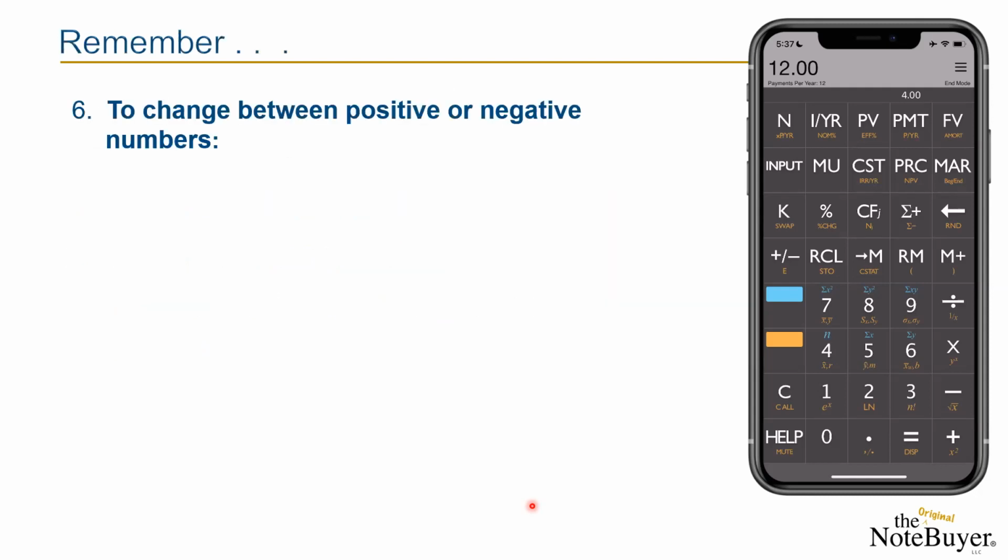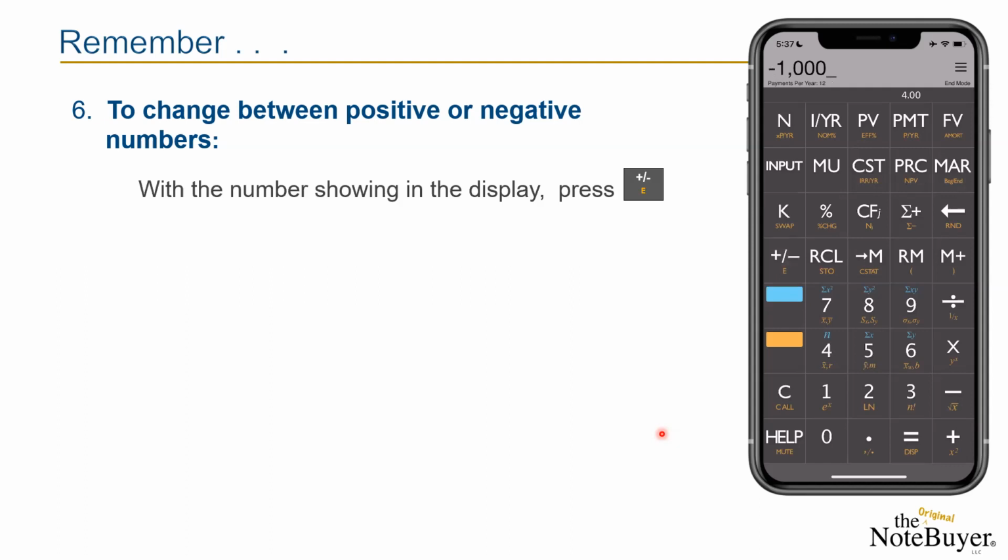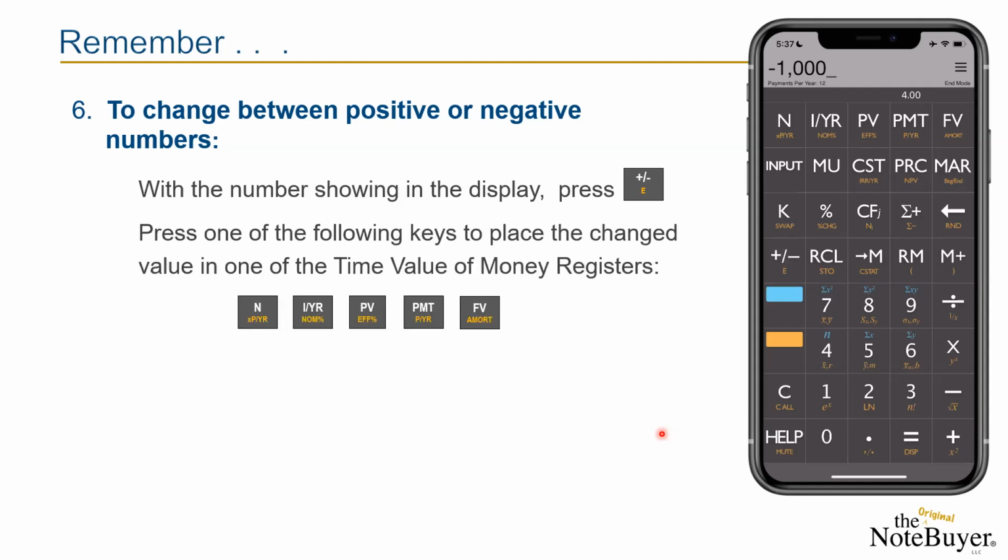Okay, to change between the positive and negative signs. So if we've got, let's say, $1,000 and I'm lending someone $1,000, then to change that to a negative number, I'm just going to hit that positive or negative sign. And don't forget, if I'm lending them money, that's going to go in PV. So I've got that in the display and I drop that into present value. PV is present value. And don't worry, I'm going to make sure you know exactly what that is.